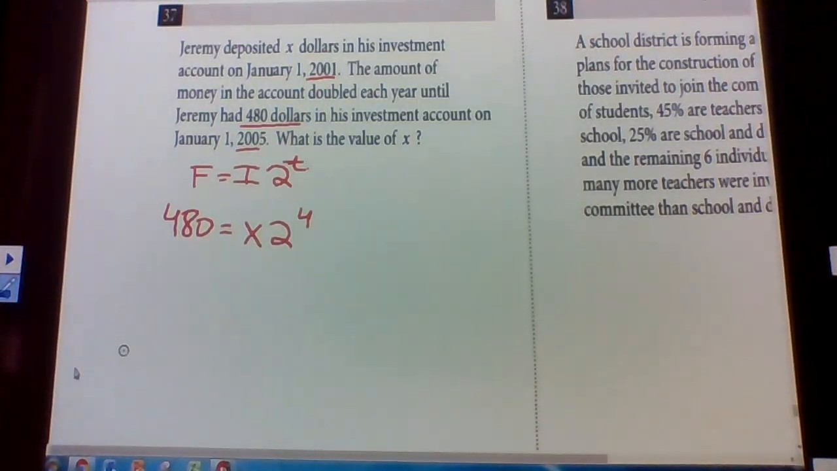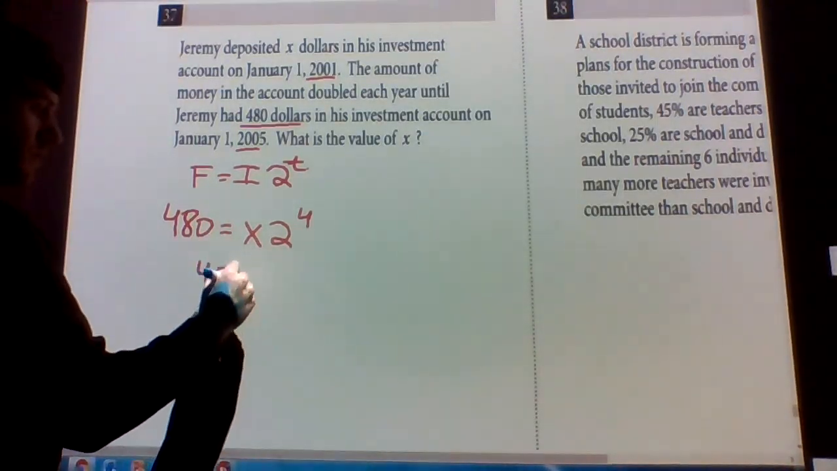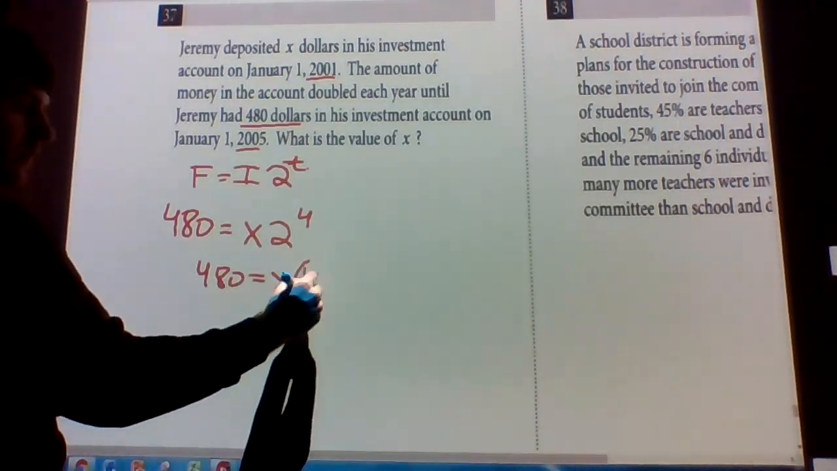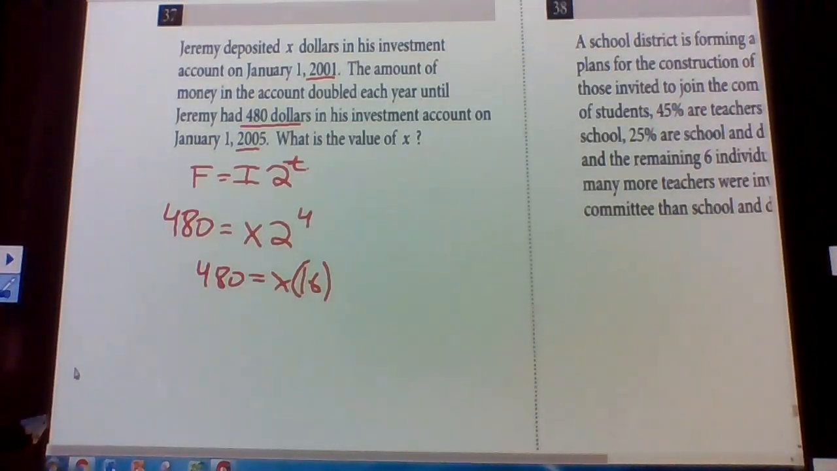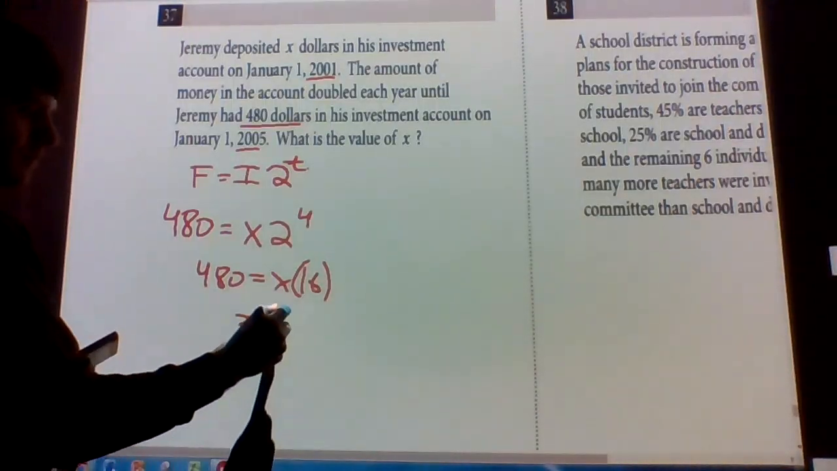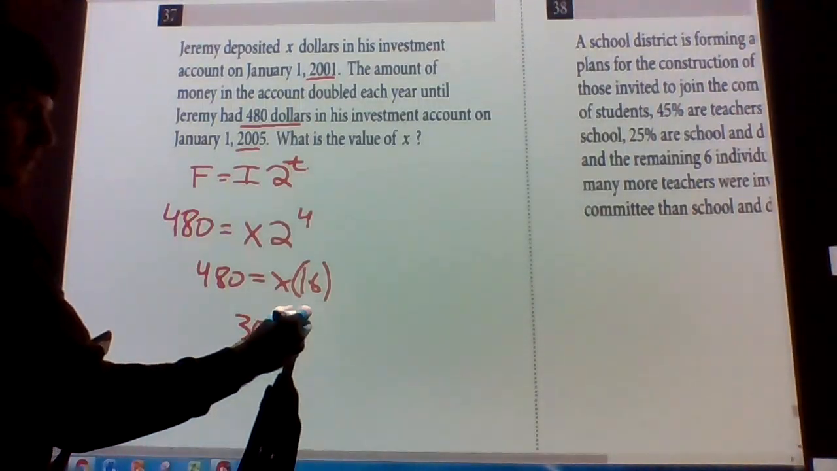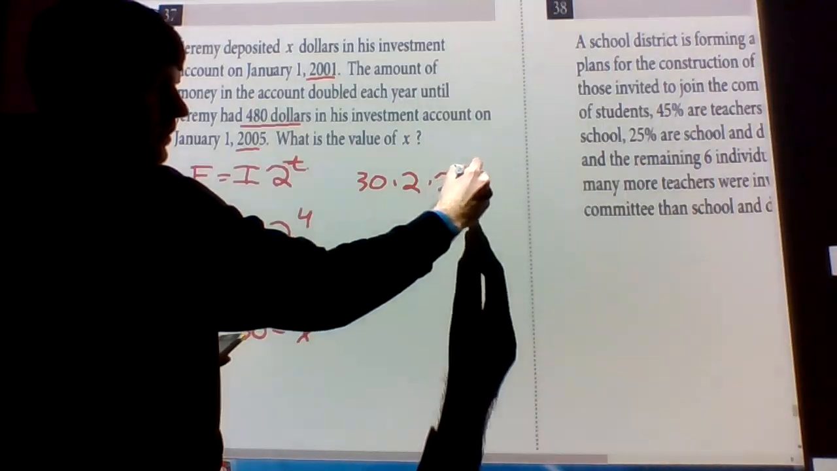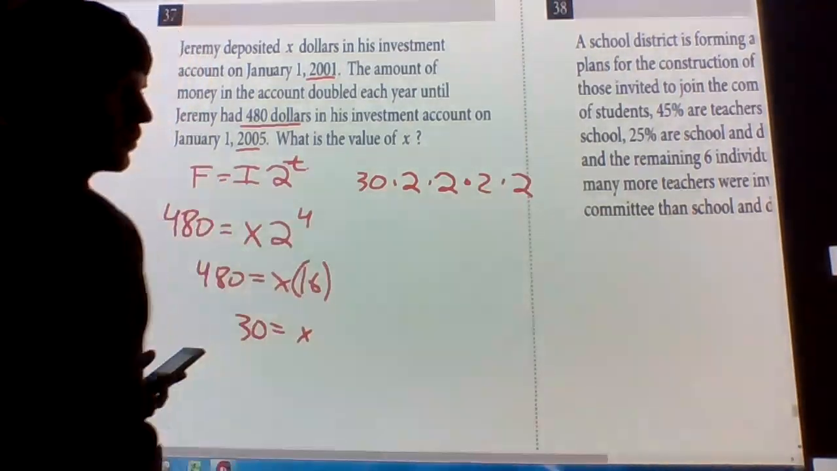It's a 200% increase, right? It's like 1 plus 1. Right? It's like a 100% increase. So you put a 2 there. Okay, 480 then equals x times 2 to the 4th. 2 times 2 is 4, times 2 is 8, times 2 is 16. So then we can do 480 divided by 16, which is 30. So we initially had $30. Right, after 1 year it went to 60, 120, 240, 480.